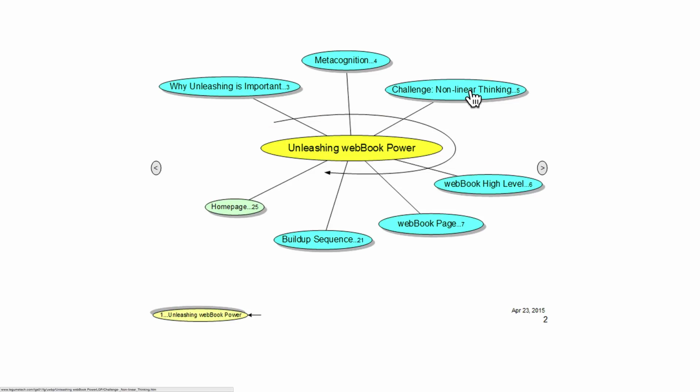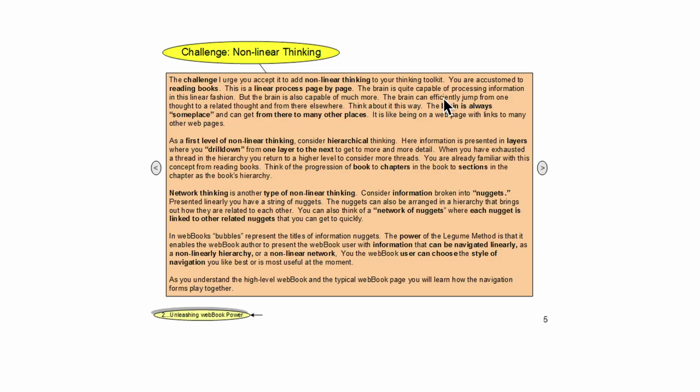The challenge I urge you to take up is to add nonlinear thinking to your thinking toolkit. So you're accustomed to reading books, and you read these in a linear page-by-page fashion. But it turns out that the brain is certainly capable of doing this linear fashion, but it's also capable of much, much more. So the brain effectively jumps from one thought to a related thought and from there to elsewhere. Think about it this way, the brain is always someplace, but you can get to many other places from there. So it's like being on a web page with links to many other web pages.